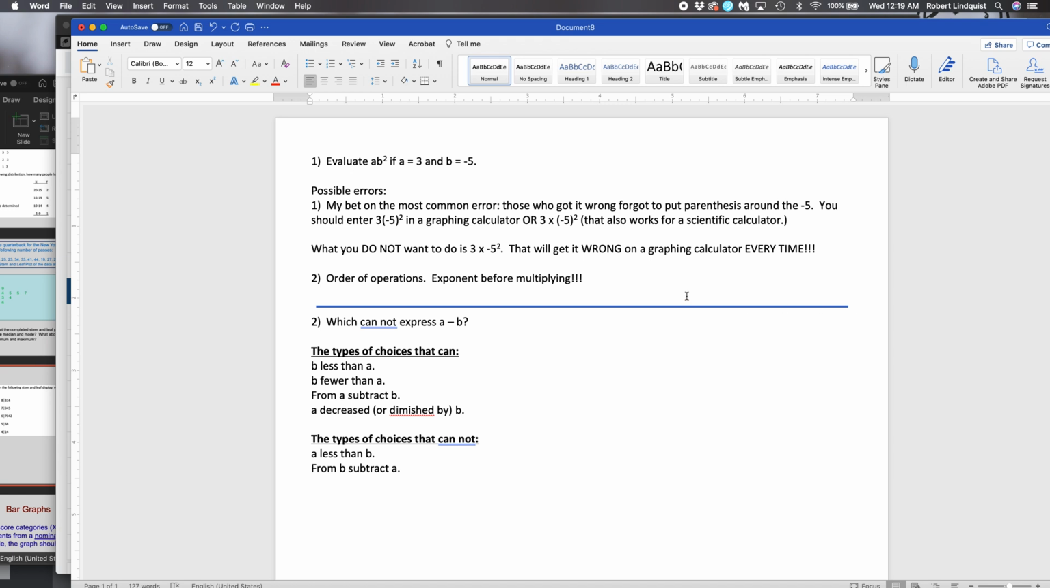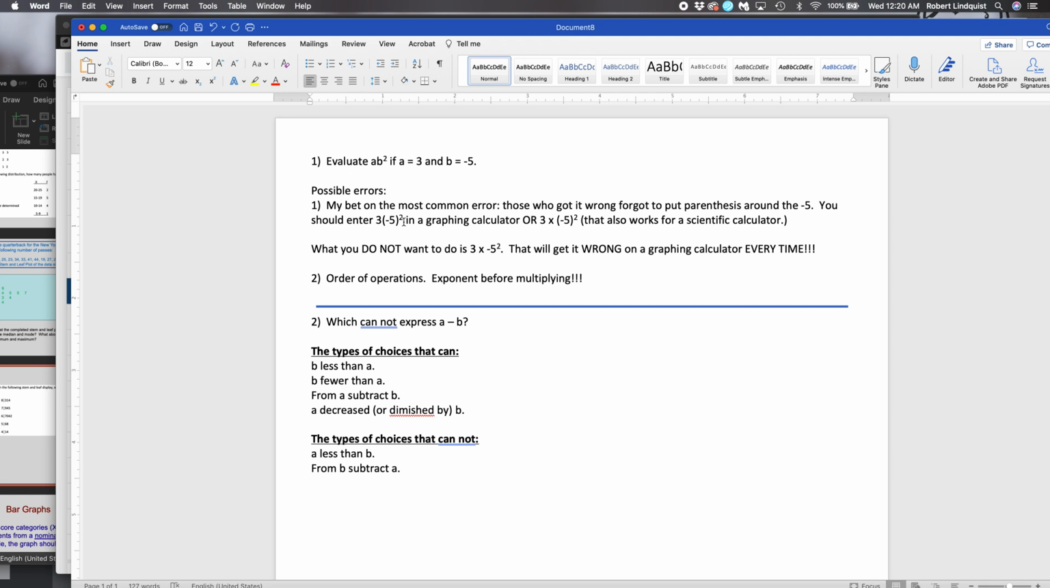Okay, so my bet on the most common error, and I've spoken about this a number of times, I wish I had a better way of making sure kids did this correctly, but I explain it and it just doesn't happen with some kids. My bet is that you forgot to put parentheses around the -5. What you should enter into the calculator, if you have a graphing calculator, is exactly what I wrote here: 3 parentheses -5 parentheses squared. You put that in, you will get it right every single time.